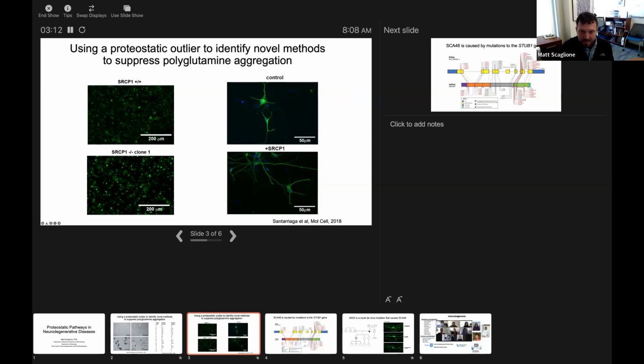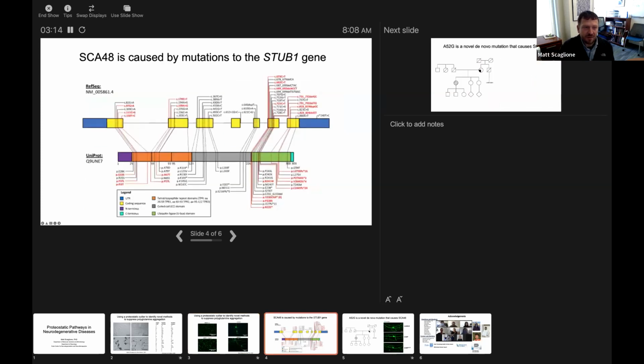The second short project I'll tell you about is looking at the newest form of spinocerebellar ataxia, SCA48. So this was just discovered about 3 years ago. It's a dominant mutation in the STUB1 gene. And so you can see the genetics here. So in red are mutations that cause SCA48. In black are mutations that cause a recessive form of disease called SCAR16.